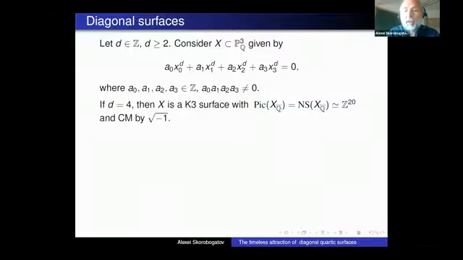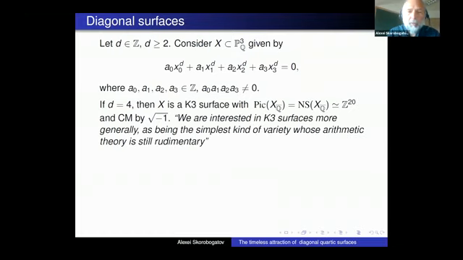In this case, the Picard group, which for K3 surfaces and also for diagonal surfaces is equal to the Néron-Severi group, is isomorphic to a free abelian group of rank 20 over an algebraically closed field. So this has complex multiplication by square root of -1.